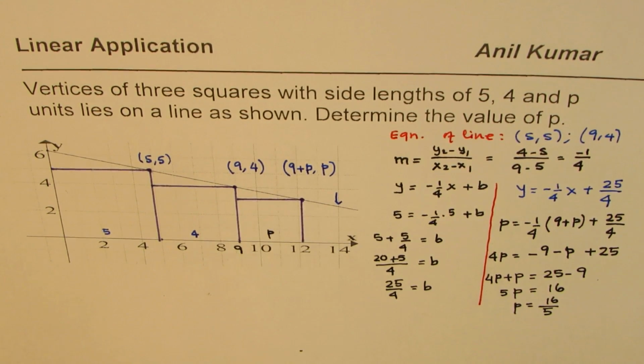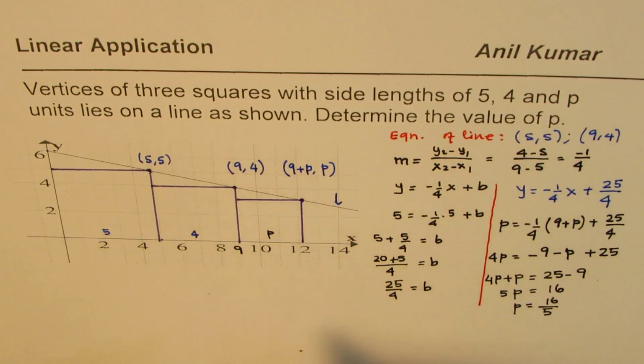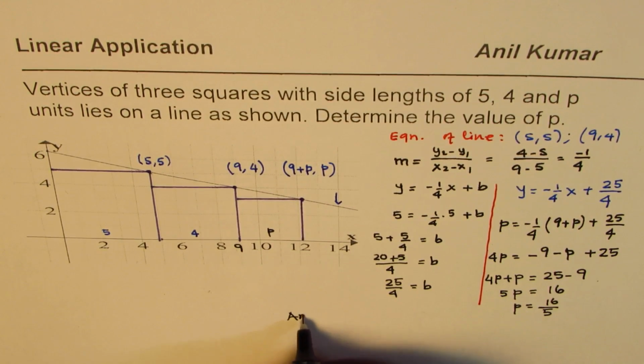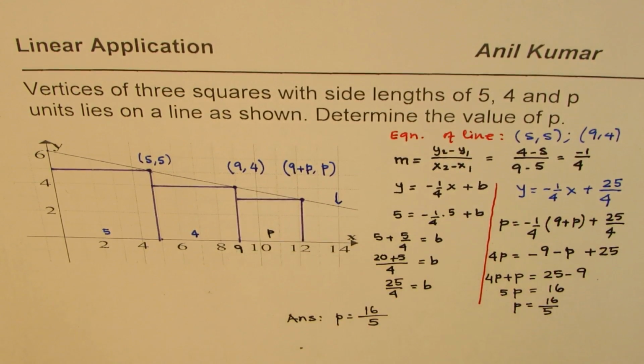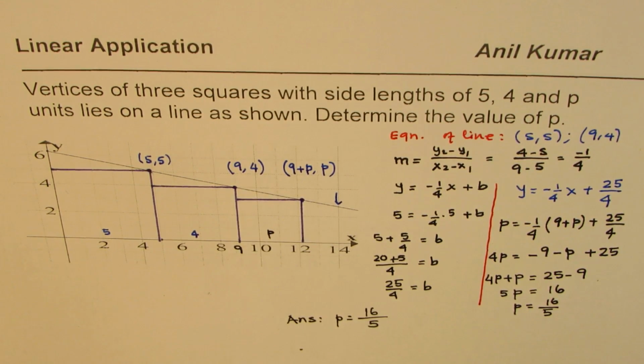So now we can write down our answer, determine the value of p. The answer is p equals 16 over 5, correct? I hope the steps are absolutely clear and they help you to form a method which could be used to solve such questions.